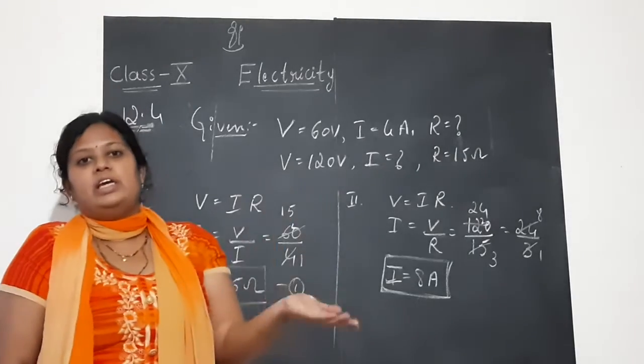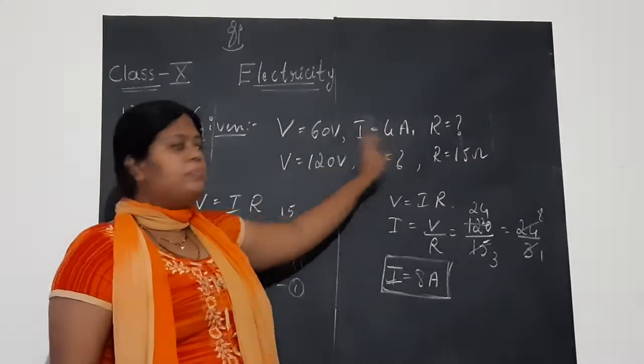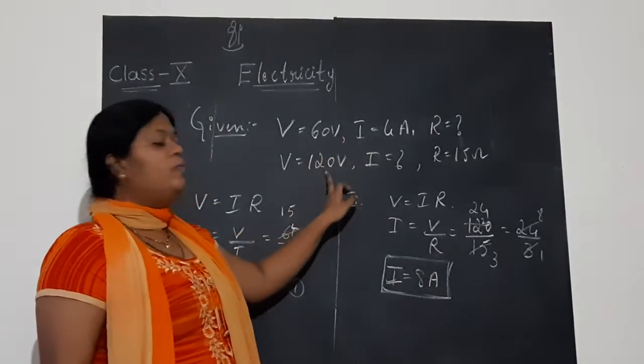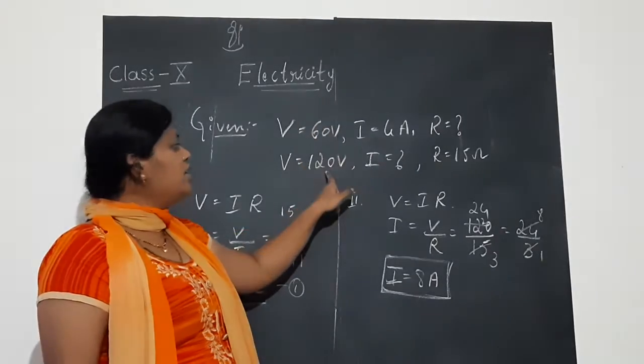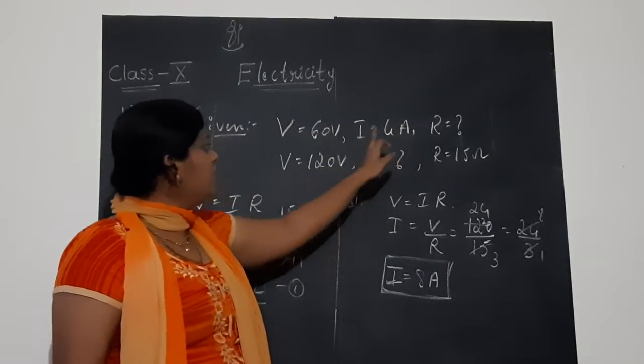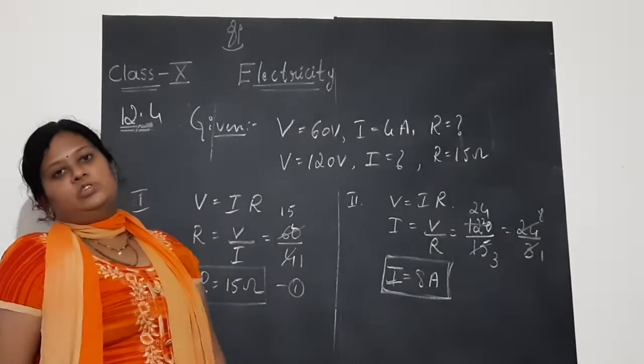That is Ohm's law. V is proportional to I. Apply that here. 60 volts, 4 amperes. Increase to 120 volts, current also doubles. 60 to 120, 6 twos are 120. When voltage is doubled, current is also doubled. 4 twos are 8. So, that is Ohm's law.